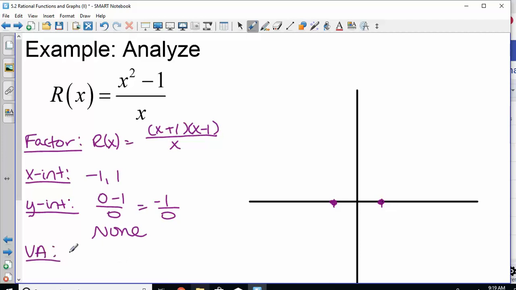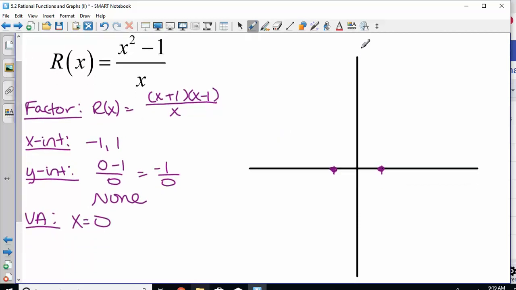Vertical asymptote, x equals 0. So that's our y-axis. So the vertical is at the bottom? Yes, vertical asymptote is what makes the bottom 0.